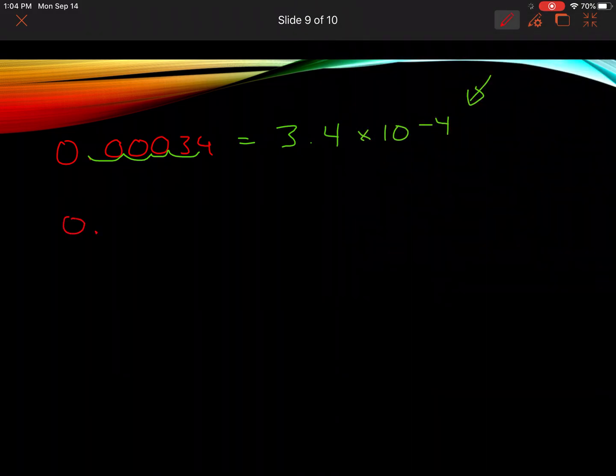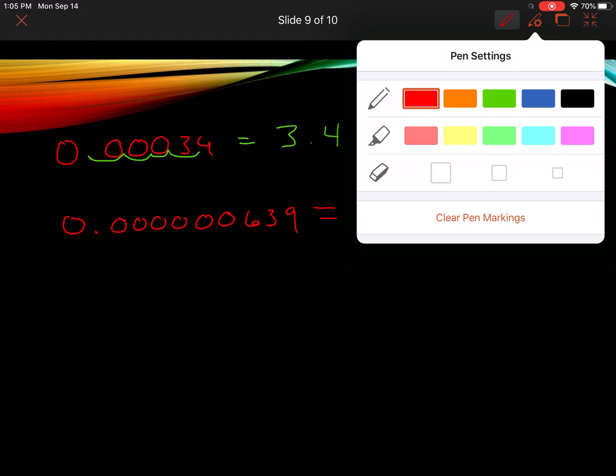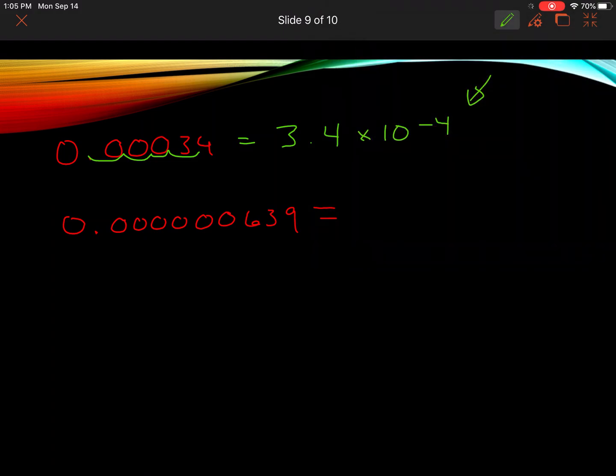So again, 0.000, let's put a bunch in here, 639. Looking at this, I'm just going to move that decimal over: 1, 2, 3, 4, 5, 6, 7. And my answer then is 6.39 times 10 to the negative 7. Okay, so that's scientific notation.